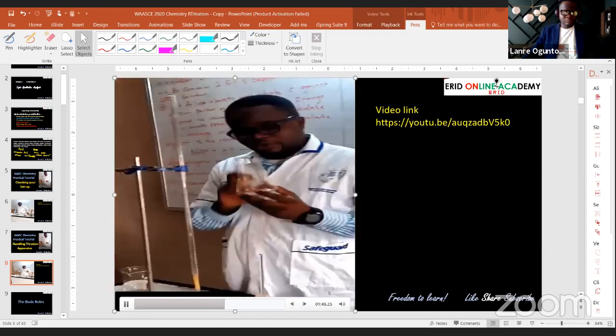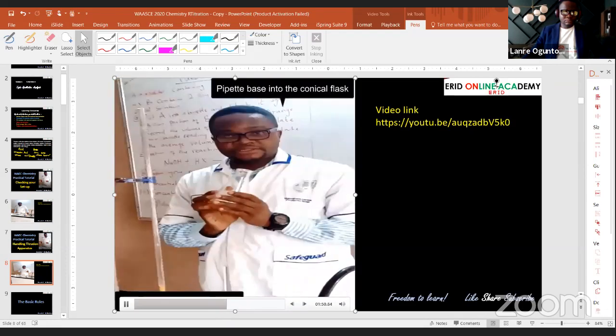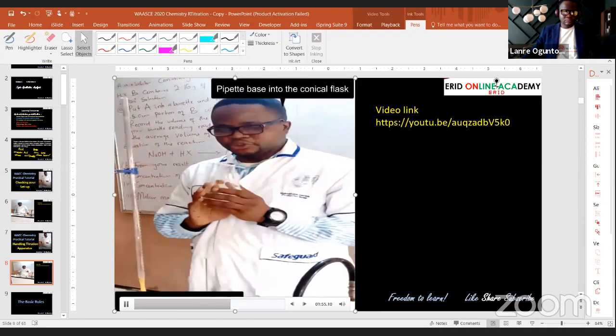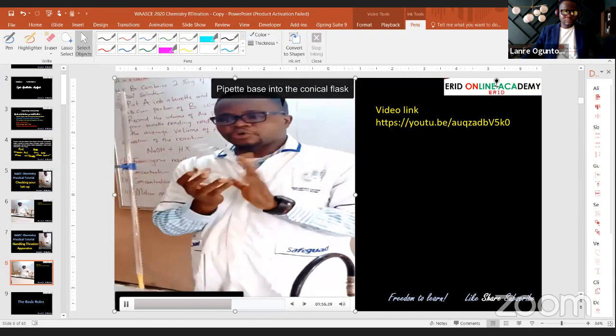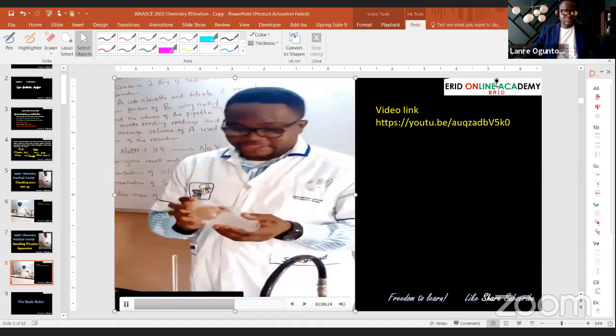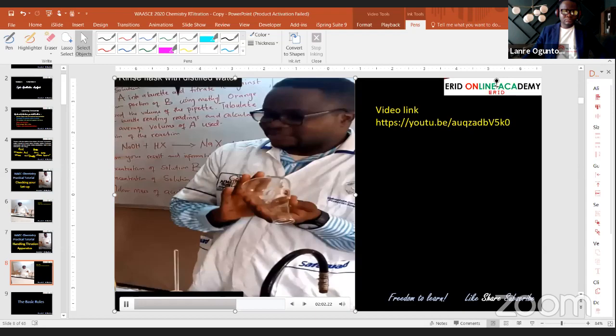Then apart from rinsing the burette too, okay, we'll talk about this conical flask. The conical flask also holds your base. Okay, but just opposite of this, you do not rinse your conical flask with base. Okay, you rinse your conical flask with distilled water. Rinse it with distilled water.